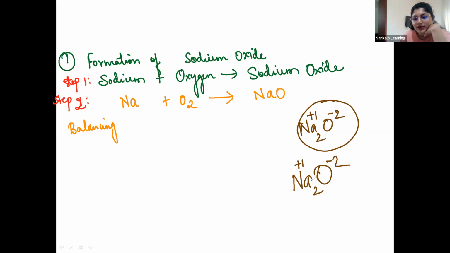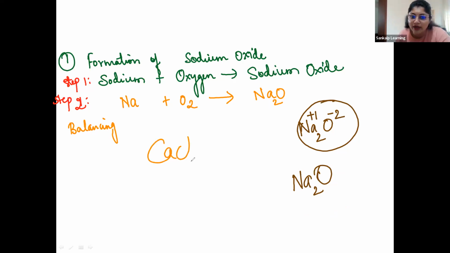Each sodium is +1. +1 into 2 is +2, so +2 and -2 will get cancelled. The overall charge will be 0. So now it is balanced, and I have to write the formula here as Na2O. Understood? Like this it should be.